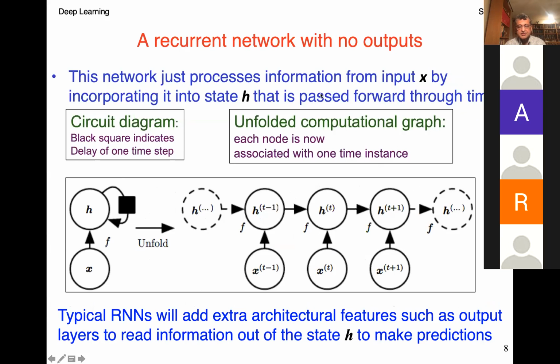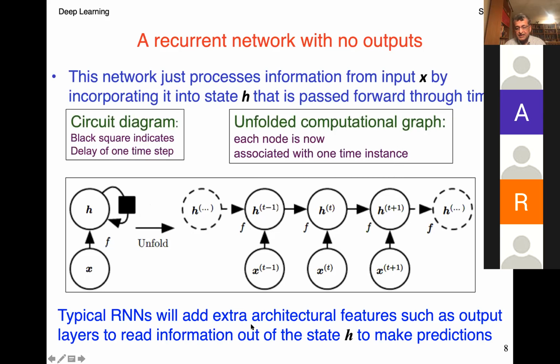This network just processes information from input X by incorporating it into state H that is passed forward, right? So state H is passed. This is referred to as a circuit diagram. Black square indicates delay of one time step. And the unfolded computational graph is this one. So this explicitly tells you what computations you need to be able to predict the next H, or predict the next output, and so on.